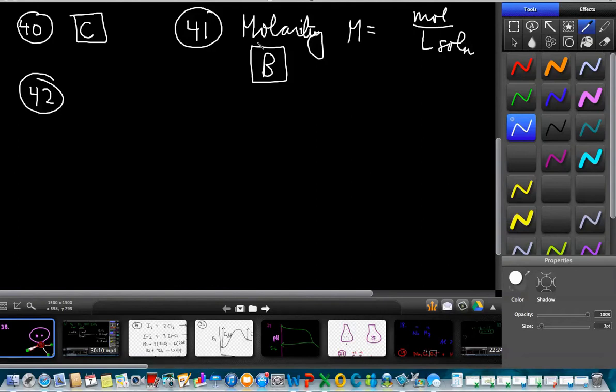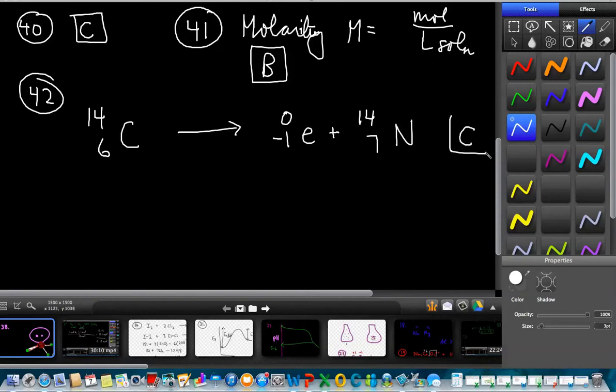Number 42, when you have carbon 14 undergo beta decay, it releases an electron and it produces nitrogen 7. The math has to be conserved. 7 minus 1 is 6. 14 plus 0 is 14. Best answer for 42 is C.